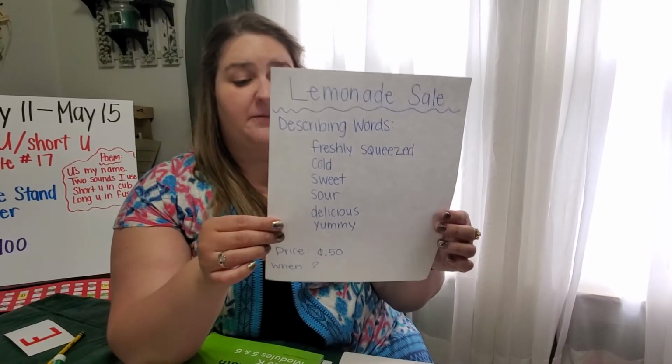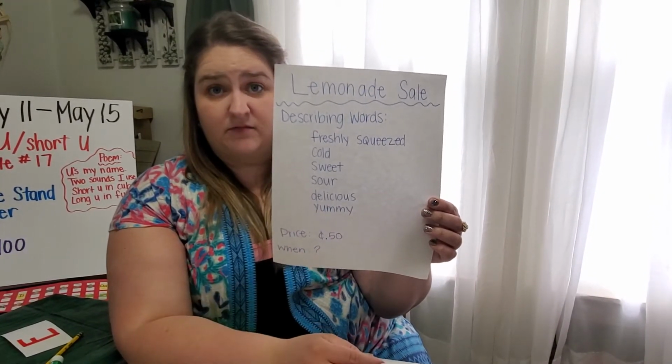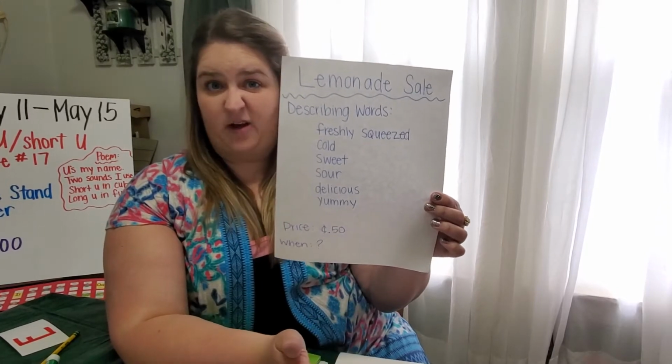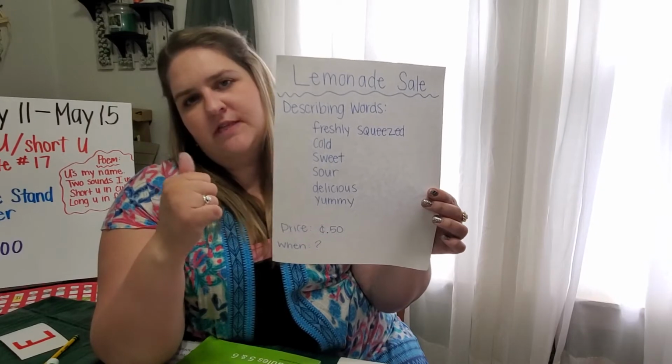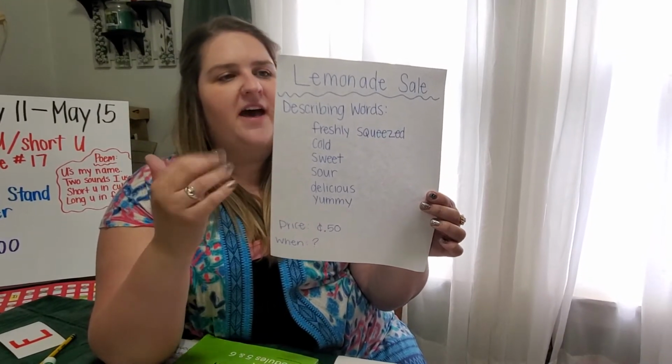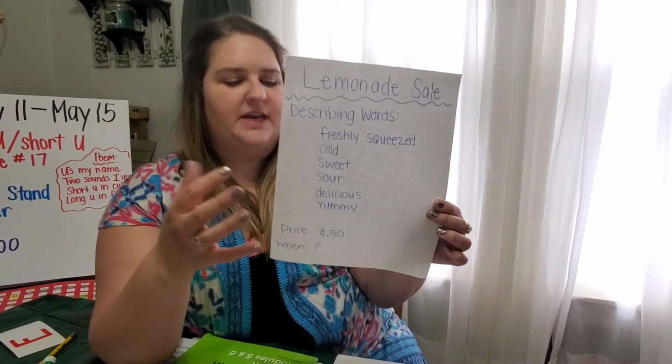how you would view your lemonade. Maybe you want to write the color of your lemonade. What color would that be? Yellow. That's a describing word too. So I want you to brainstorm some describing words. You can use some of my words too if you want, of how you would describe lemonade to someone.